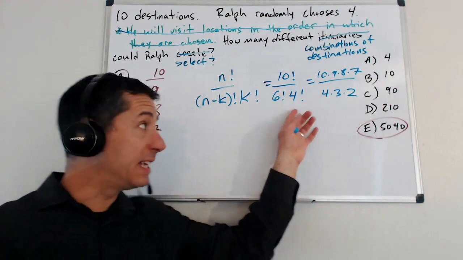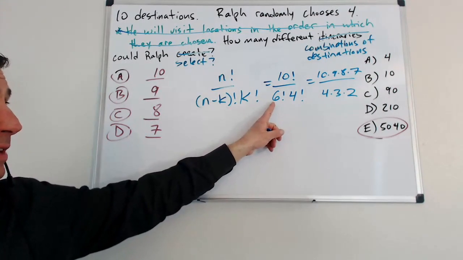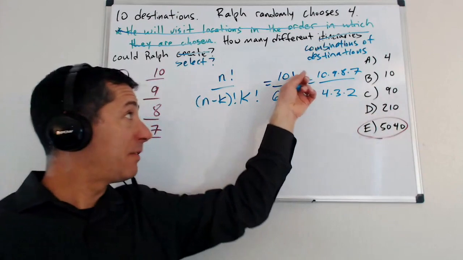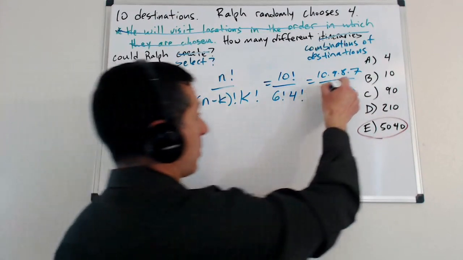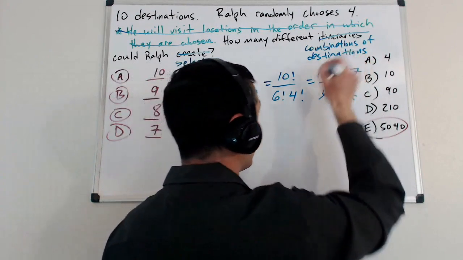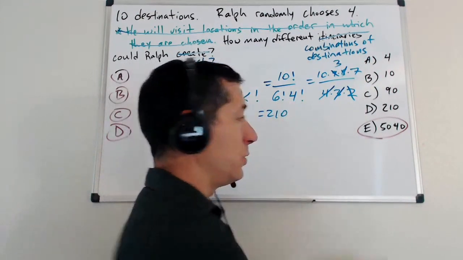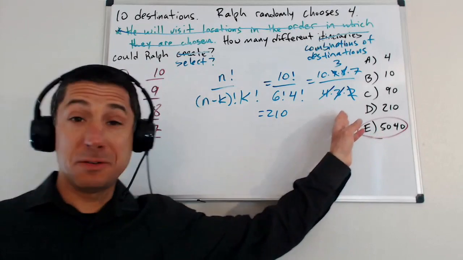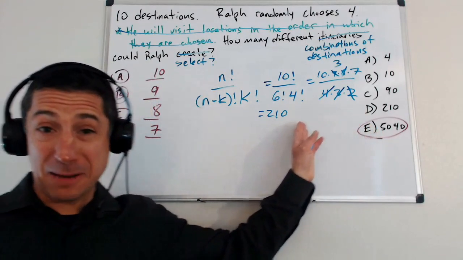And again, if you're totally new to this, what I'm doing here is I'm crossing out everything from 6 downward off the numerator. Do a little bit more canceling here. The 8, the 4, and the 2 can go. I can reduce that to a 3. And we get 210.